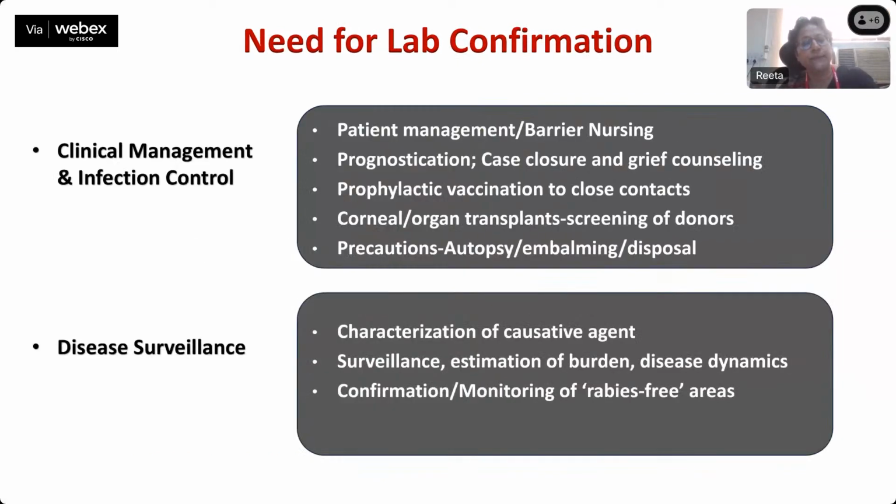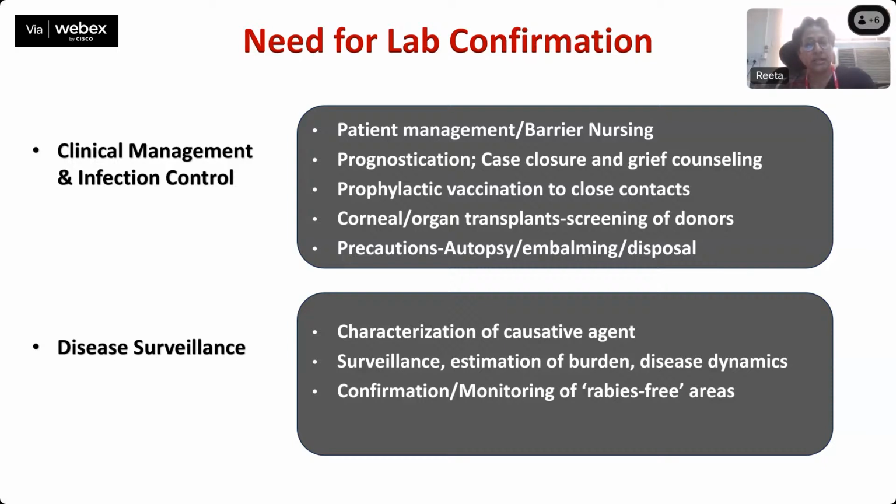Next slide, please. Another reason we need a laboratory confirmation is for patient management and to institute infection control practices, including barrier nursing and so on. We all know that a diagnosis of rabies is extremely difficult for family members to bear. Therefore, laboratory confirmation makes it much easier for the treating physicians for grief counseling and case closures.